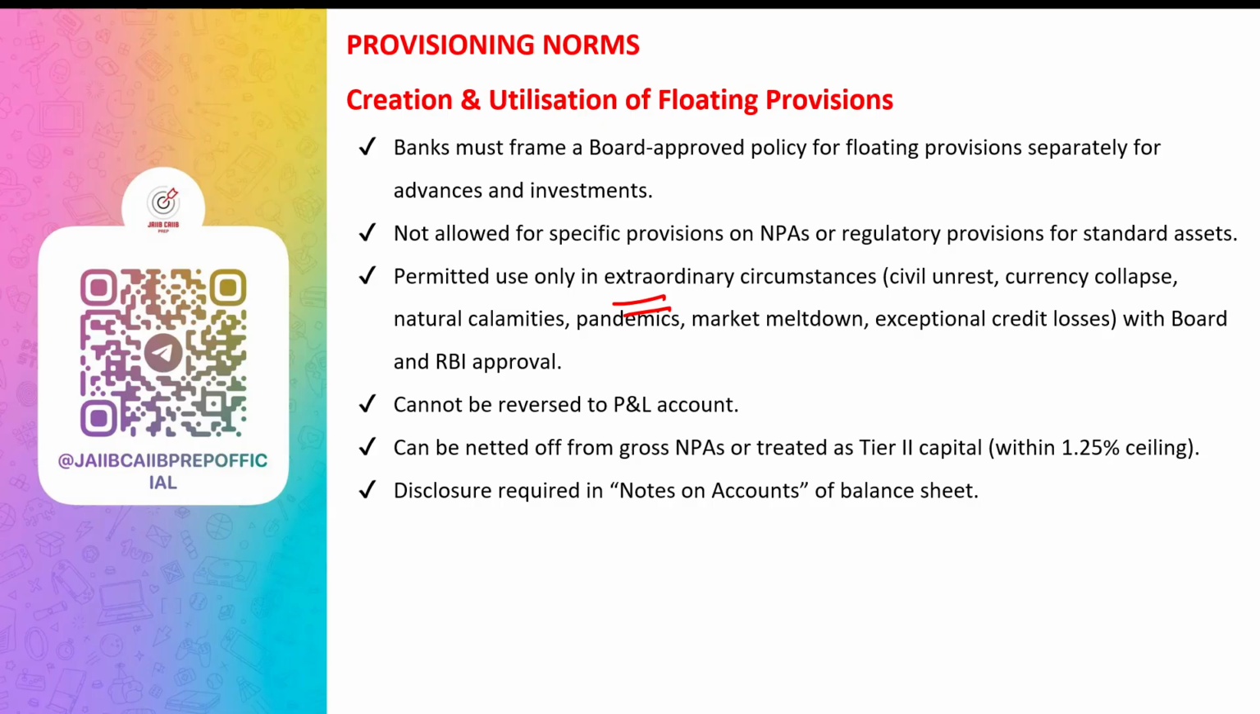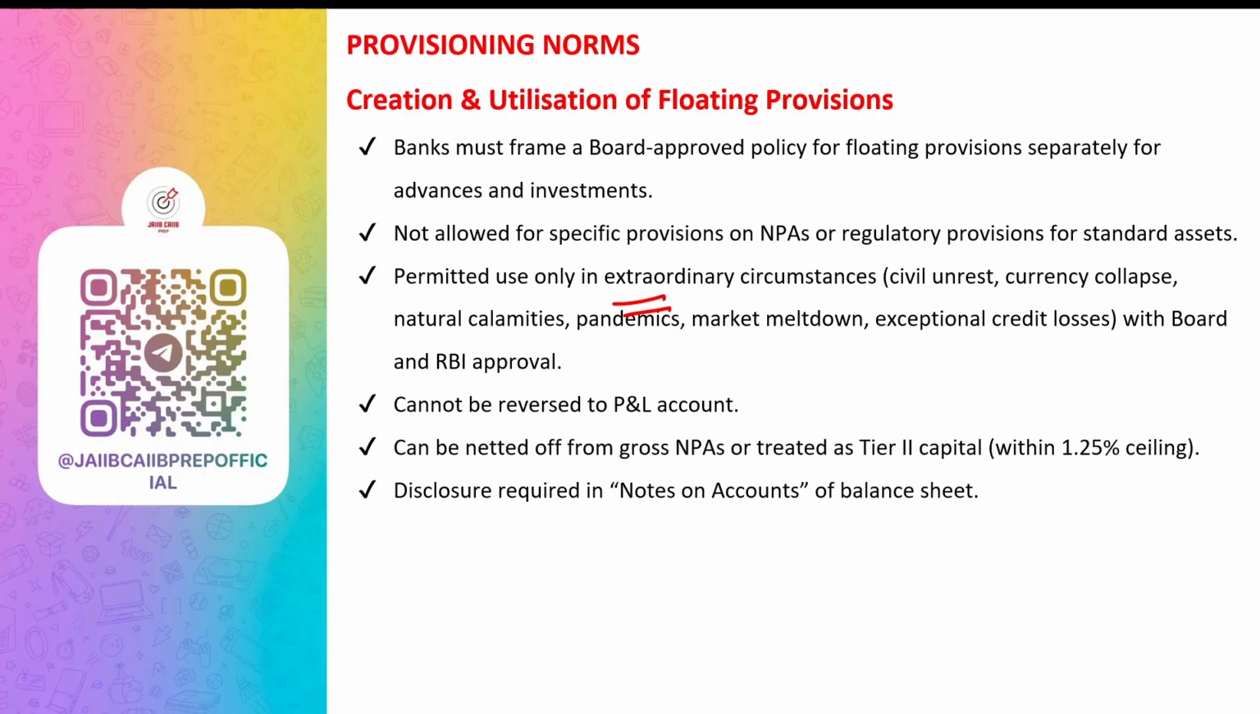Extraordinary circumstances means situations that are unexpected, exceptional, and not recurring in the normal course of business. These fall into three categories: general events like civil unrest or collapse of the country's currency; market events such as a complete financial market meltdown that affects all banks; or credit events, only for very unusual and severe credit losses.